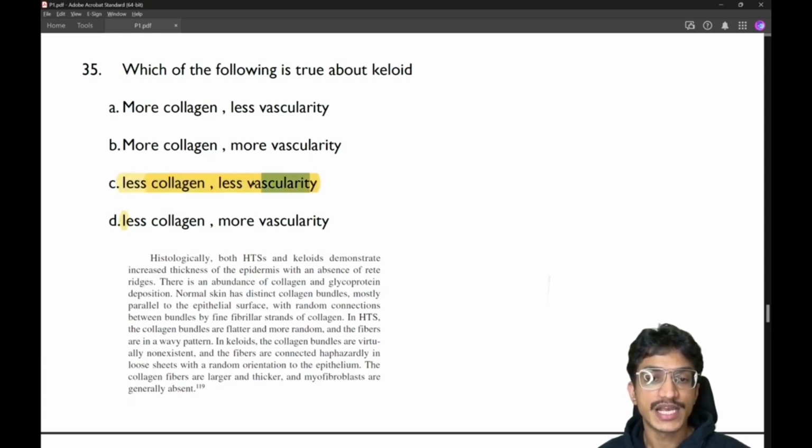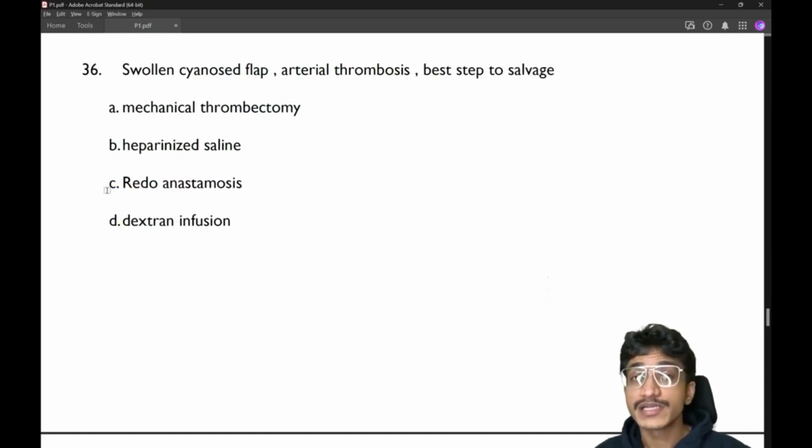They are usually avascular sort of, and collagen are virtually absent in keloid.